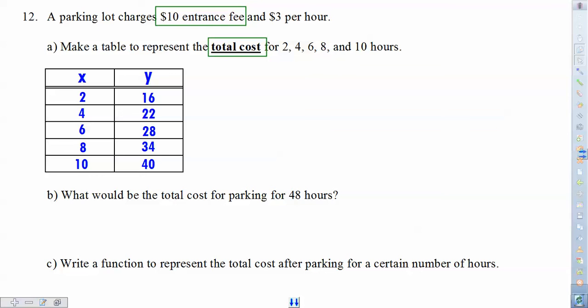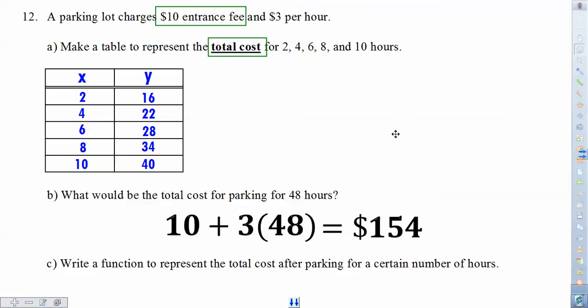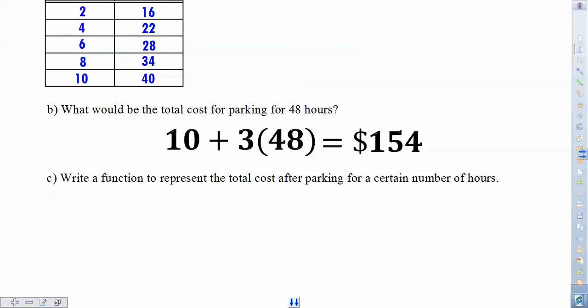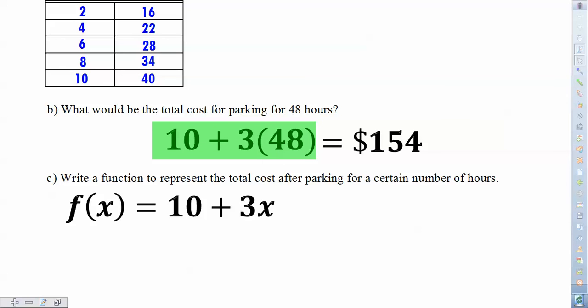So part B, 48 hours, you guessed it. Aren't we essentially doing something like this? Take the 10 plus 3 times 48, which would give us the $154. So now to get to the next question, writing a function to represent the total cost, take one real good look at what you just set up right there, because that's really telling you what the function's supposed to look like. Which will just look like this. Just get that 48 out of there and just put x in its place. So there we have it.